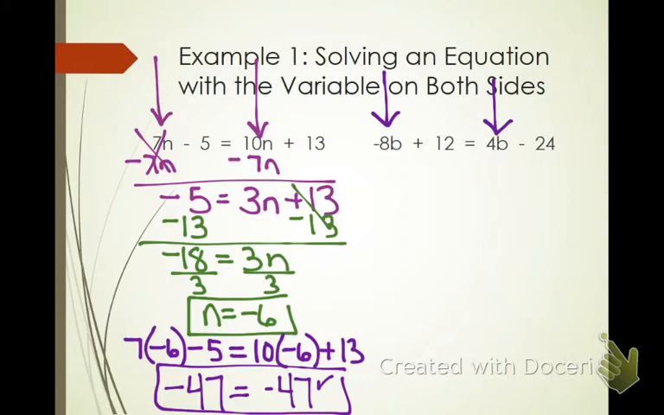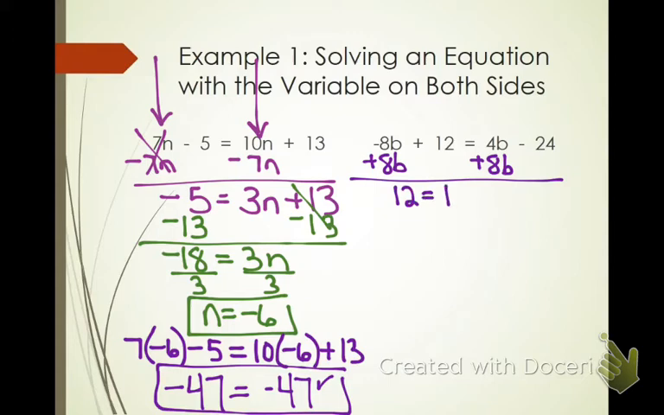Negative 8b, because it's the lowest value, right? It's way lower than 4. Negative 8 is way less than 4. So I need to move negative 8b. Well, how do I move it? I would add 8b. Very good. I add 8b to both sides, and I get 12 equals 12b minus 24.